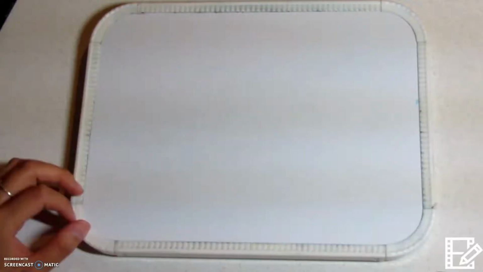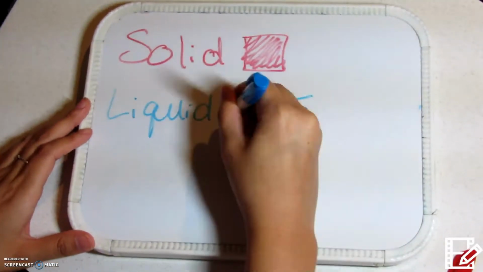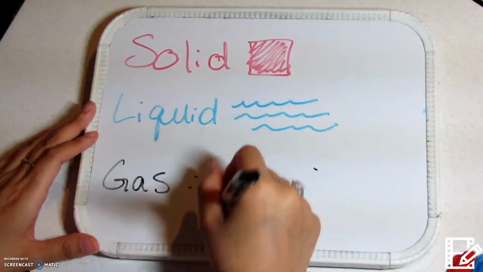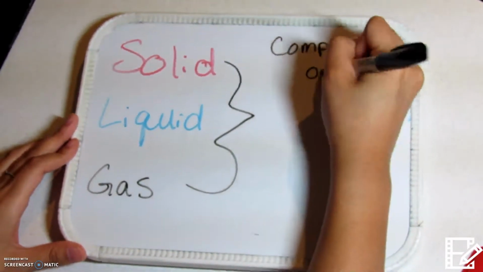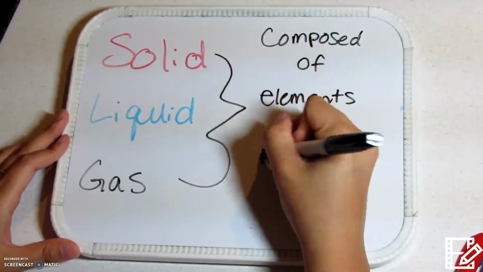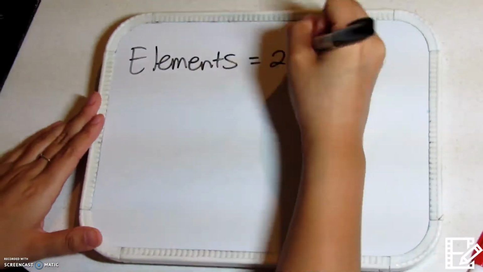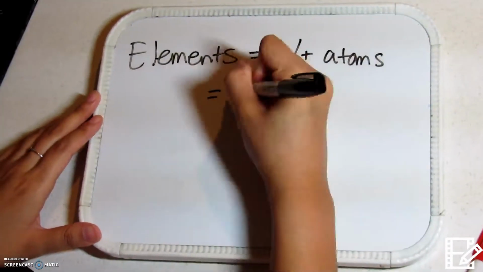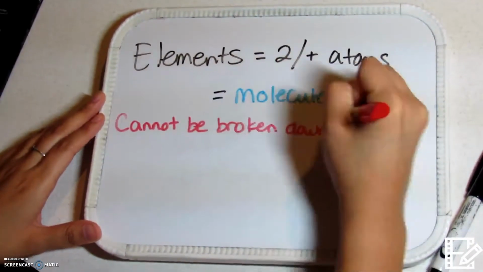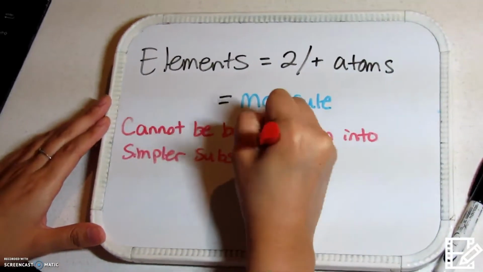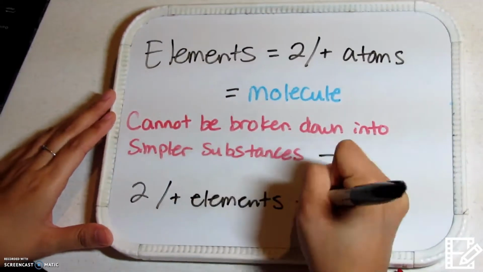Matter. Matter has mass and takes up space. It has three states: solid, liquid, and gas, and is composed of elements and atoms. Elements are atoms, and two or more atoms together make a molecule. This, by the way, cannot be broken down into simpler substances. And two or more elements equal a compound.